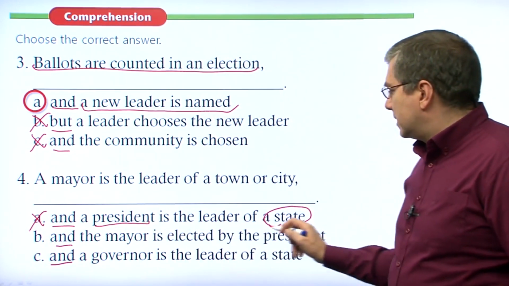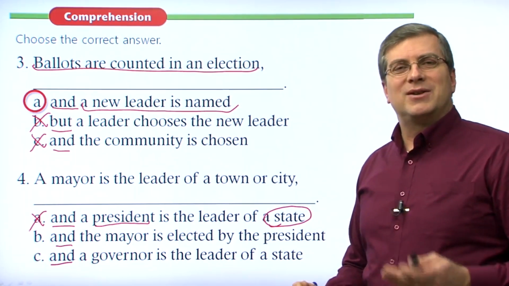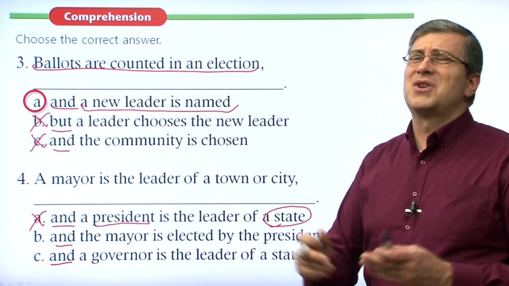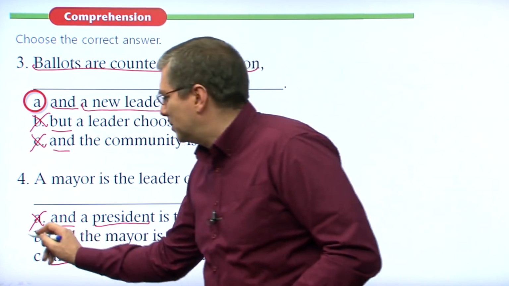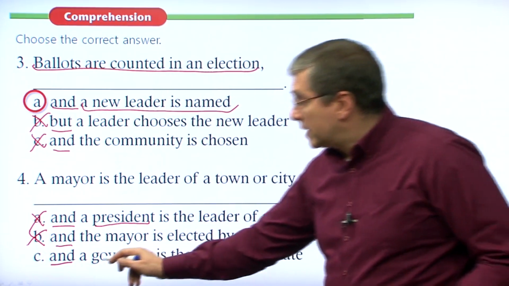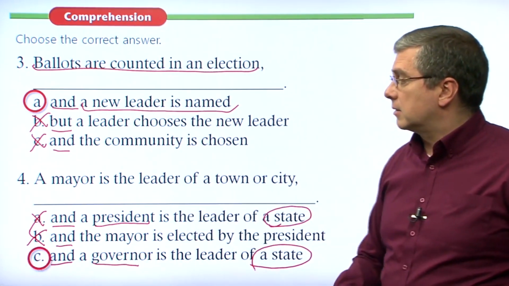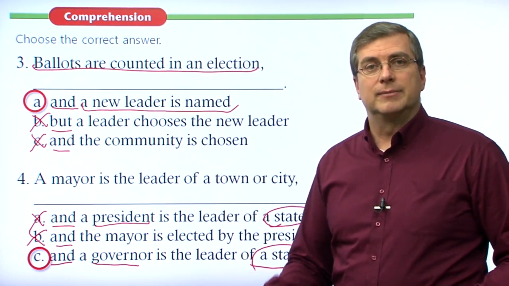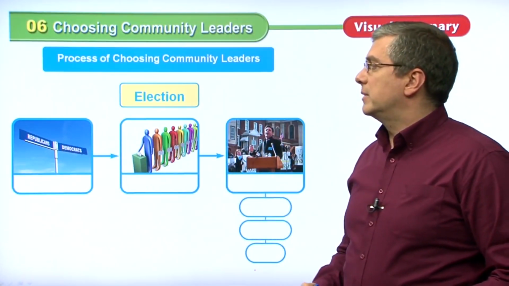And the mayor is elected by the president. The mayor is elected by the president? If the president elected the mayors, he would be so busy all year round because there are so many cities. How could he elect all those mayors? That doesn't make any sense, right? B is not correct. And a governor is the leader of a state. Is a governor the leader of a state? Absolutely, that is the correct answer, right? A mayor is the leader of a town or city, and a governor is the leader of a state. That's true.